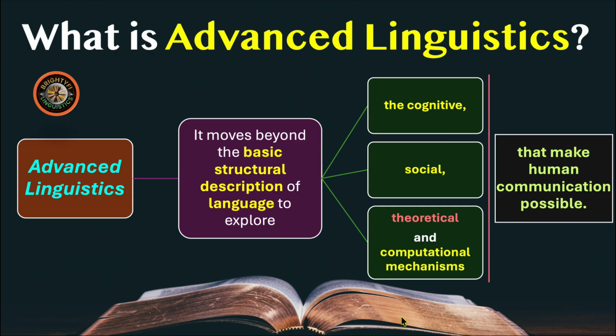Briefly, what we come to understand about advanced linguistics is that it does not talk about the basic structure of language. It goes beyond that and talks about the cognitive aspect of language, social influence of language, theoretical background of language, and computational mechanisms that contribute to the shaping of language. Why? Because all these elements, cognitive, social, theoretical, and computational, help make human communication more effective and more communicative. That is the point here. We move on to the next.